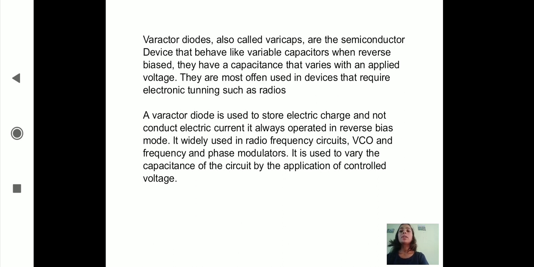It is always operated in reverse bias mode. It is widely used in radio frequency circuits, VCOs, and frequency and phase modulators. It is also used to vary the capacitance of the circuit by the application of a control voltage.